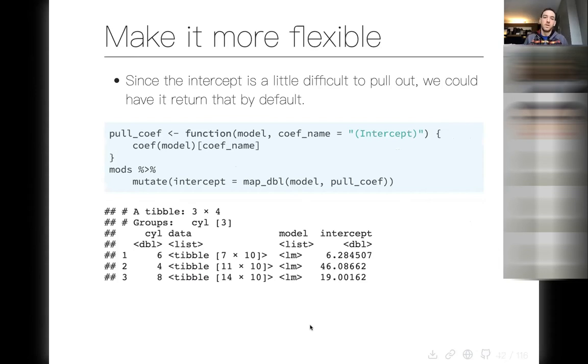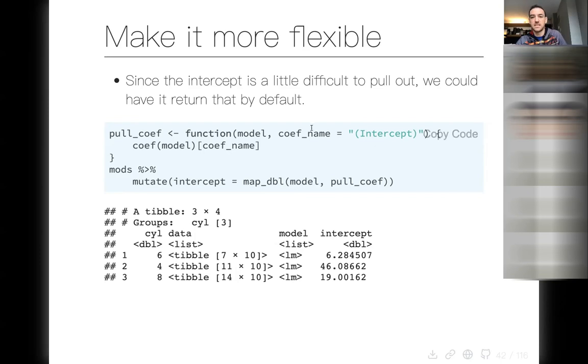Okay, we could also make it slightly more flexible. Since the intercept is a little bit difficult to pull, because we have to put parentheses around it and make sure we capitalize the I, what we might want to do is make that the default. Any argument in any function can have a default argument.